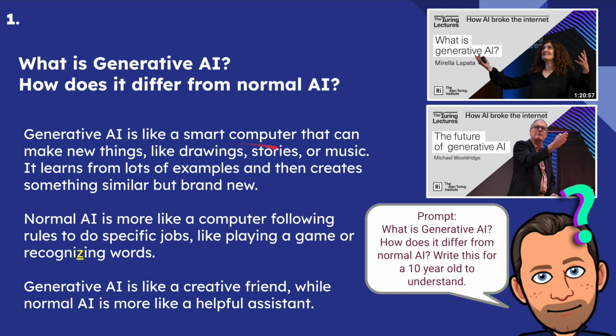Generative AI is like a smart computer that can make new things like drawings, stories, or music. It learns from lots of examples and then creates something similar but brand new, unique, or tries to. Normal AI is more like a computer following rules to do specific jobs, like playing a game or recognizing words. Generative AI is like a creative friend, while normal AI is more like a helpful assistant. Okay, so that's what came back, and I think it's a fantastic description, very easy to understand.